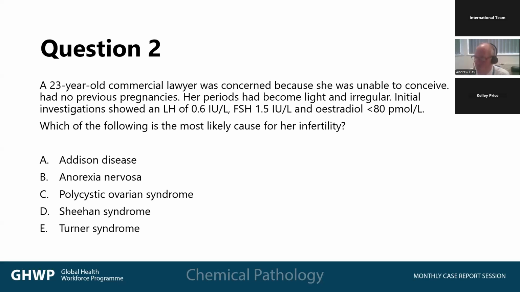PCOS, well, you normally see raised LH levels in PCOS, so I don't think the low LH would fit there. Sheehan syndrome would do if this was a secondary problem, but this is a bit more difficult. This patient hadn't had any previous pregnancies, so would be unlikely to have had postpartum pituitary hemorrhage. And Turner syndrome would cause ovarian dysgenesis, so raised gonadotrophins.